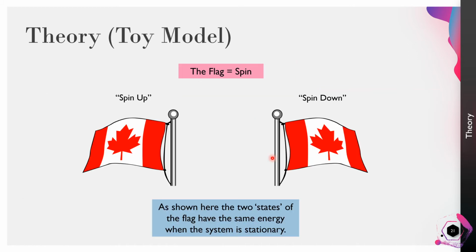Now, this theory can be explained in another way, the toy model. In the toy model, you can think of two electrons as having either spin up or spin down, and you can represent them as a flag which is blowing in one direction over the other. And as shown here, these two electrons are degenerate in that they have the same energy level in the absence of any sort of wind.